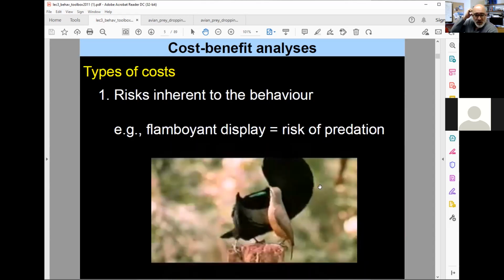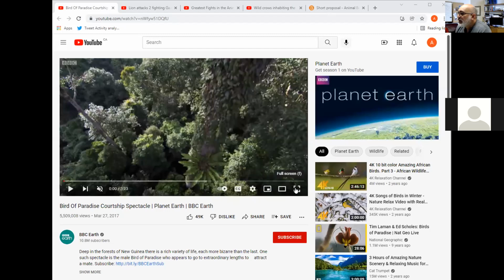So there's a lot of risks associated with many behaviors, and nothing more so than mating behaviors. And I'm going to show you some videos here just quickly that will sort of reflect that. The first is I'm going to show you this sort of flamboyant courtship behavior that exists in what are called birds of paradise. We're going to see here.